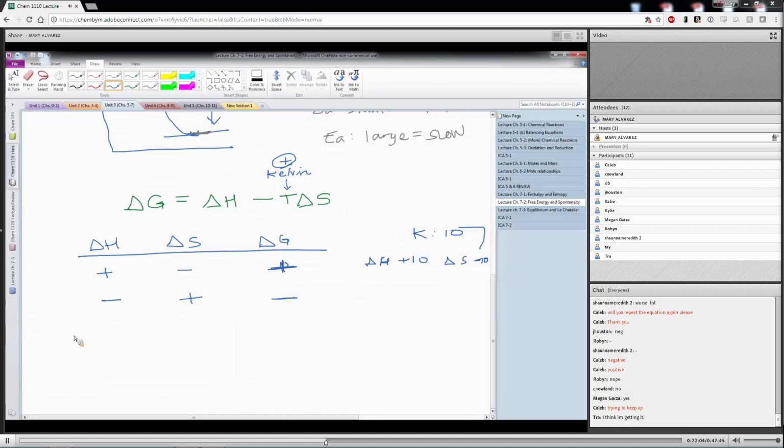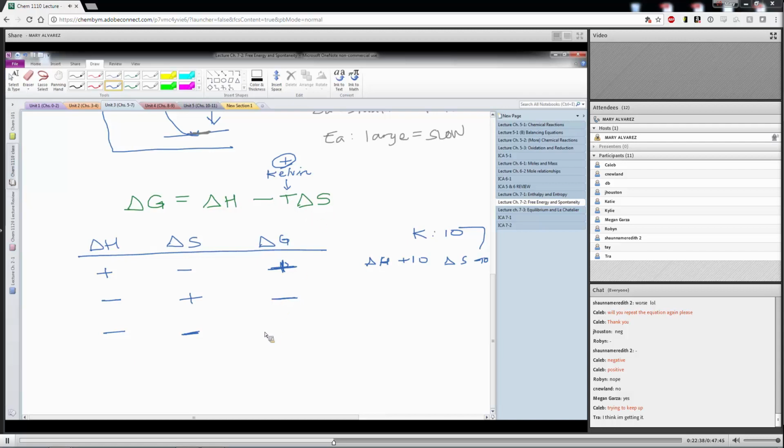Let's try if I have two negatives. This is where it starts to get dodgy. If I start with a negative, and here I'm subtracting a positive times a negative, and you guys told me a positive times a negative gives me a negative. Subtracting a negative gives me a positive contribution. So then I'd have a negative delta H, and then I'm adding a positive contribution from the T delta S.